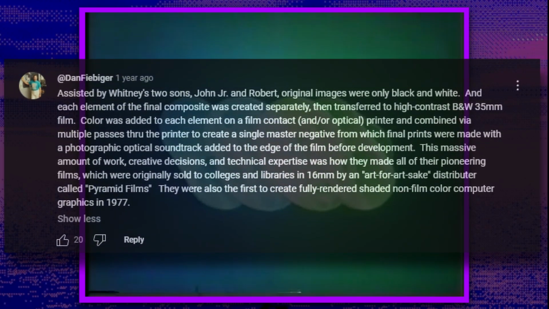It's very complicated, and while looking for information about the film, I found this commenter that explains the process perfectly. Better than I ever could, so let's read it. Assisted by Whitney's two sons, John Jr.